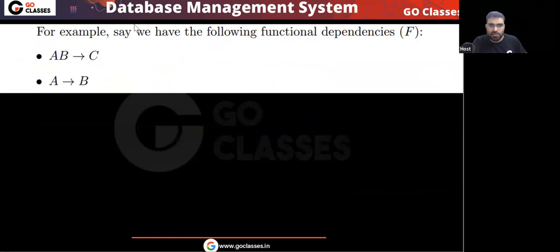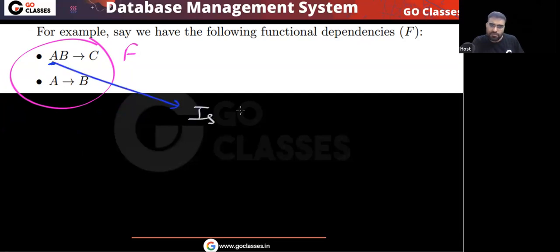In the same question, let's assume this FD set F is given to you. Now you tell me, in this same question, can I say this A is extra? What about this A? Is this A extra?